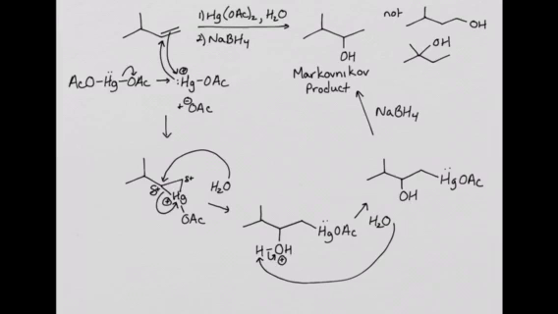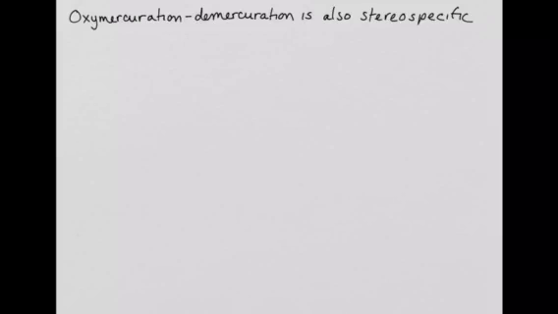Because we only get the Markovnikov product and not the other possible alcohol products, we say that this reaction is regiospecific. A single regioisomer is formed in this reaction. Additionally, this reaction is stereospecific. Only certain stereoisomers of the product are formed, because the hydroxyl group and the proton that are added across the double bond add in an anti-fashion.